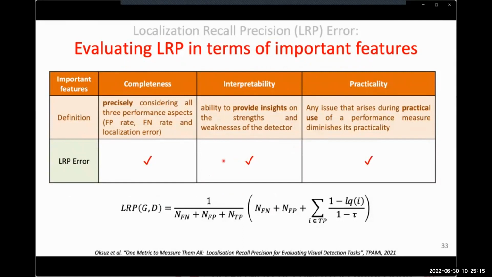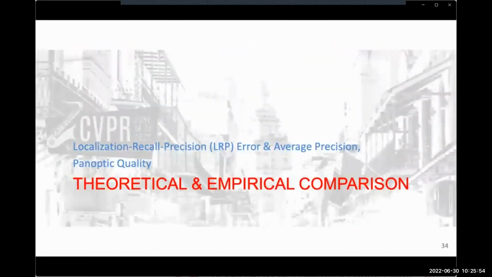If we summarize how LRP error performs in terms of the important features, we showed that LRP is complete because it considers false positive rate, false negative rate, and localization error, similar to panoptic quality. It is interpretable because it can be written as a summation of three components: a localization component, a false negative component, and a false positive component. And it does not have any practical issues when we want to use LRP error in practice. Therefore, we can say that LRP error satisfies all three features, unlike average precision or panoptic quality. Now, let's go through some theoretical and empirical analysis to get more insight about these measures.